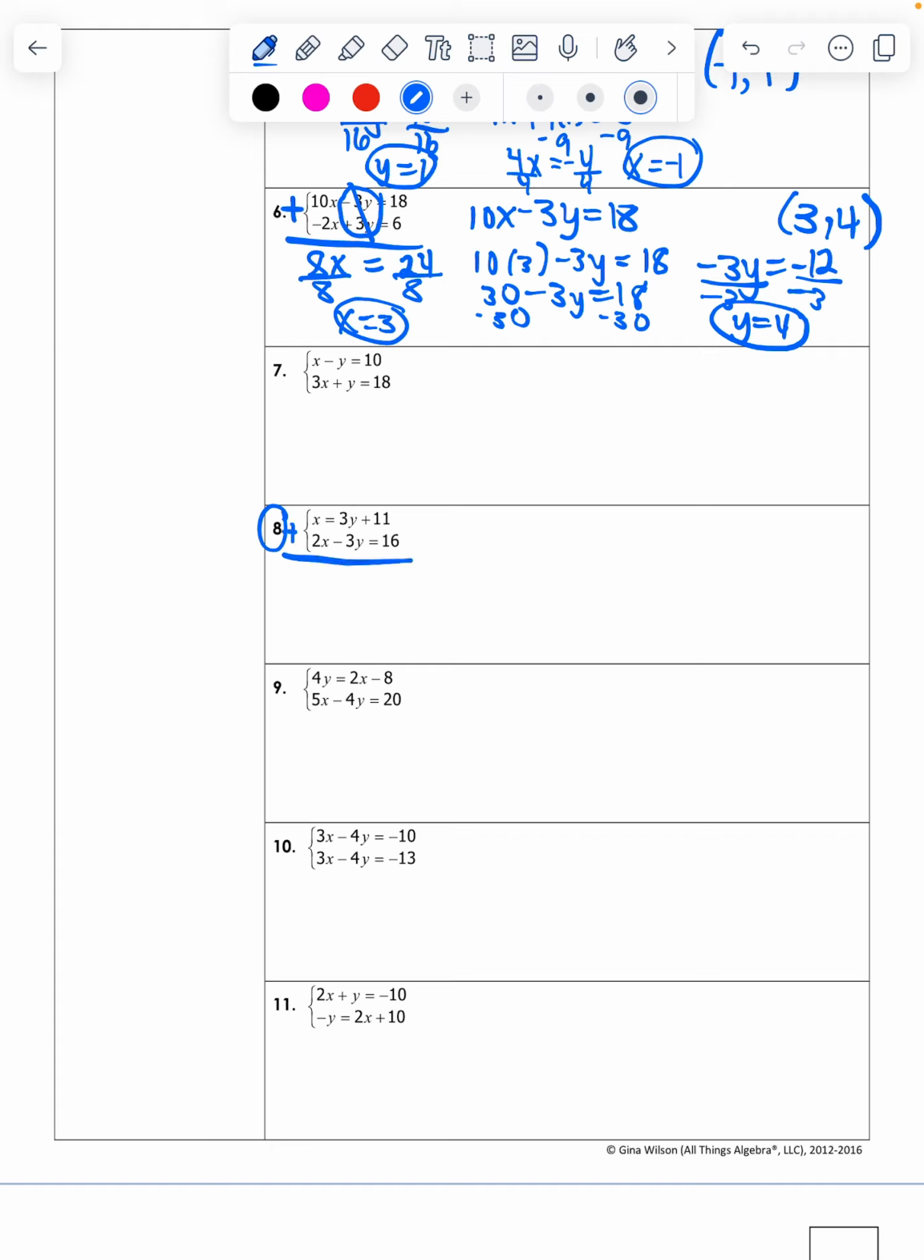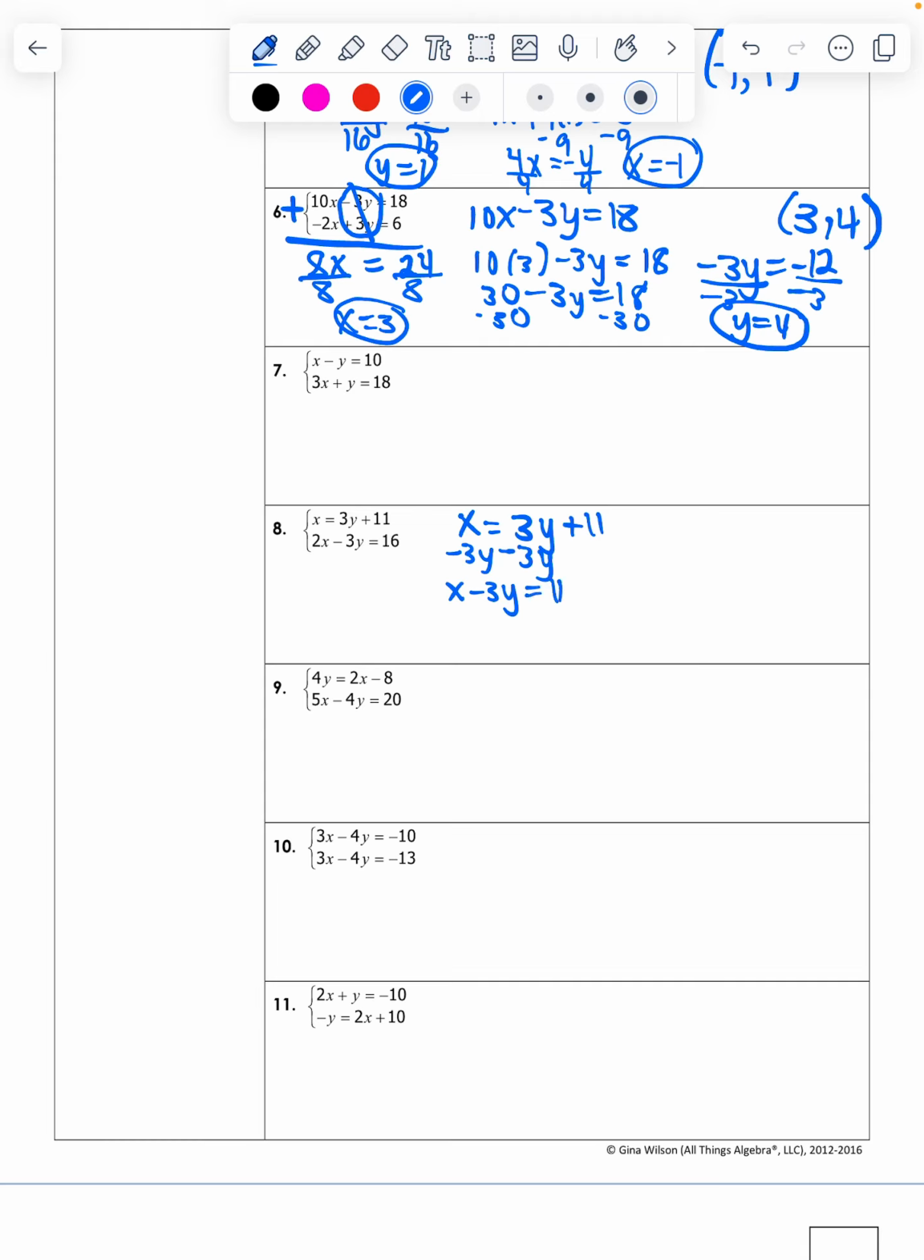If I went to add these or subtract these, I wouldn't even know where to go because the equal sign is not in the same place. So we can't add straight down because things aren't lined up perfectly. So what we would have to do before we start this problem is make sure they're in the same format. So what I would do is keep the second equation the way that it is and move the first equation into standard form. So the first equation, x equals 3y plus 11, I'm going to move the 3y over so that this is x minus 3y equals 11.